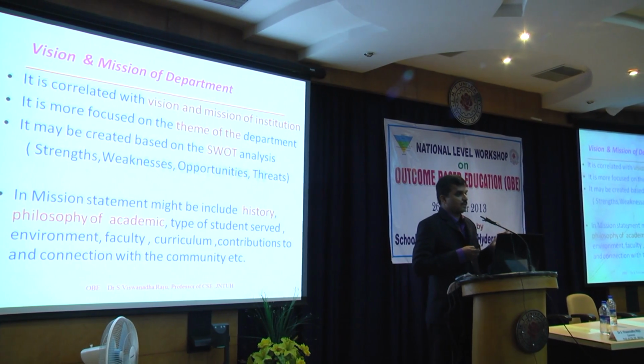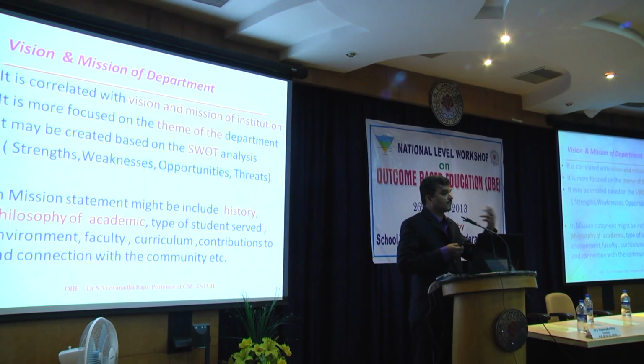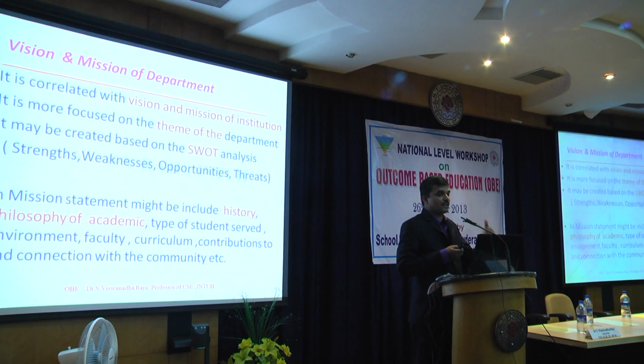It should be created on the basis of SWOT analysis: strengths, weaknesses, opportunities, threats. First identify all these four components, and then try to build a vision. This is the evidence, because the NBA evaluators look at these documents to see how you defined this. Looking at this information, they can understand that you have done some exercise. So that is evidence for the framing of this.